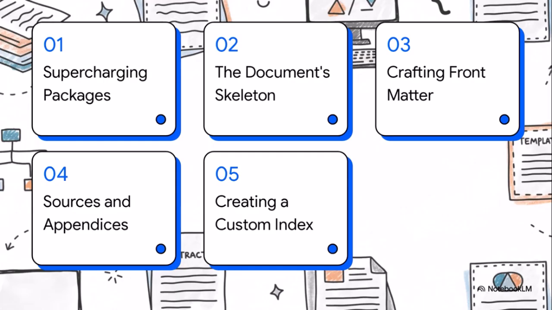Okay, so here's our roadmap. First, we're going to talk about the essentials, the packages that give LaTeX all of its power. Then, we'll build the document skeleton piece by piece. After that, we'll add all the professional stuff at the beginning, the front matter. And finally, we'll wrap up with the details that add credibility and make your document super easy to navigate. By the end of this, you'll have the complete blueprint.